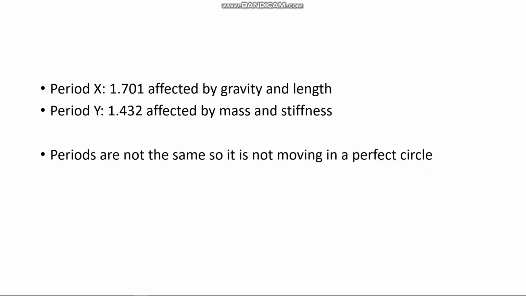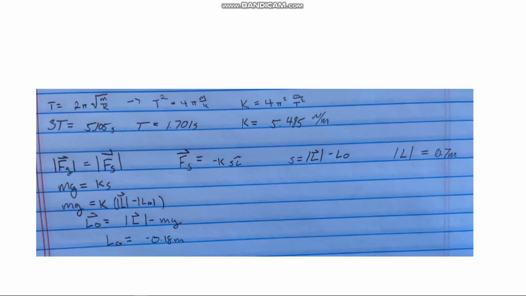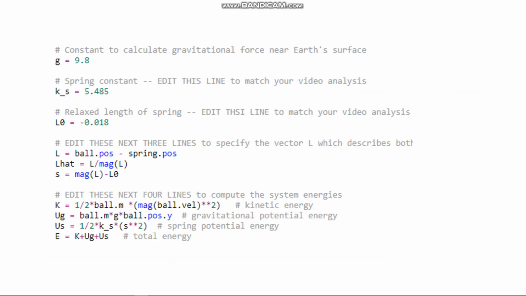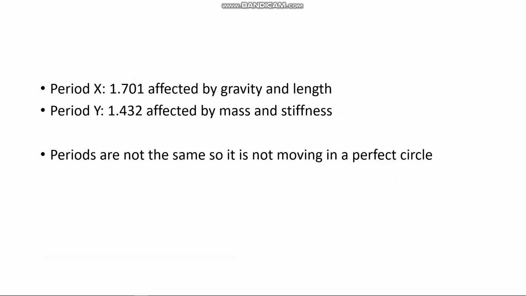And then lastly, the period between the x and the y are different, and what that means is this isn't moving in a perfect circle, rather it's moving in some kind of bizarre circular or elliptical-like motion. And we found by the same method as before, the period of x was 1.701, and that's mainly affected by gravity and length. It's acting like a pendulum. And then the period of the y is the same thing as we did up here, except now we're going to find the period for the other graph. And once I computed all those numbers out, I got 1.432, and this is because it's mainly affected by the mass and the stiffness of the spring.